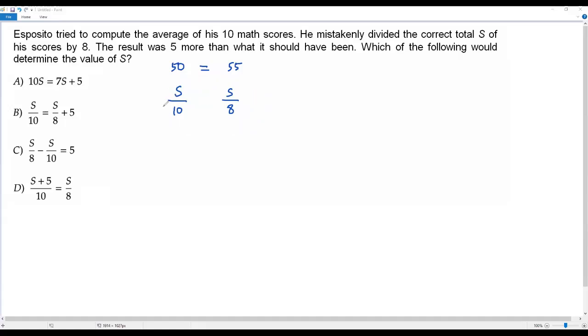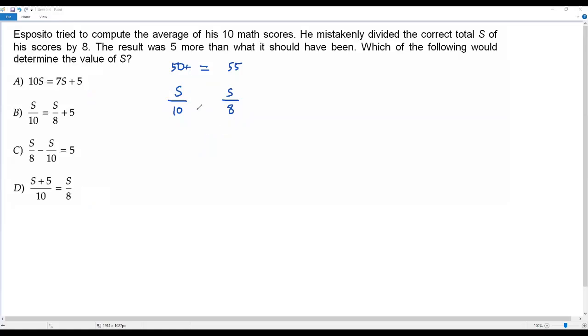Okay, now what we can do is instead of subtracting 5, we can add 5 to this one. When I do so, 55 and 55, both of them are equal. That is, I'm adding 5 to the value on the left side. Then I'm getting S over 10 plus 5 equals S over 8. Let me check whether there is an equation like this in any of the answer choices. No, we don't find this equation in any of the answer choices.